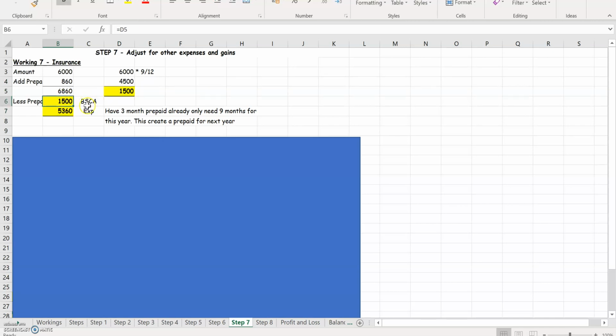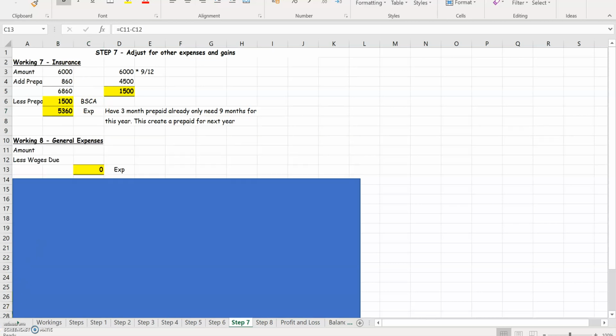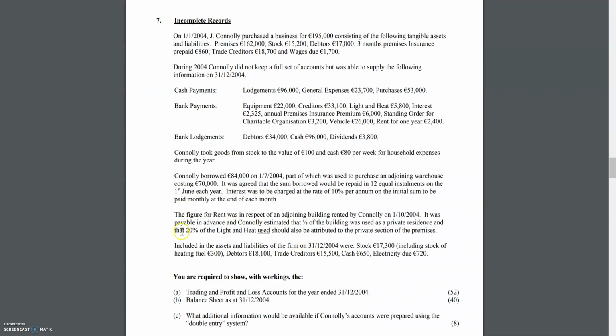So your balance sheet of your current assets is going to be insurance prepaid 1,500, and then your expenses for this year is going to be 5,360, and that's going to go into your expenses. So that's your first adjustment that we've done for insurance. So for insurance, just have a look at the end and see, do we have anything down here for insurance? And in this question, we don't, just in case to put something in there for you.